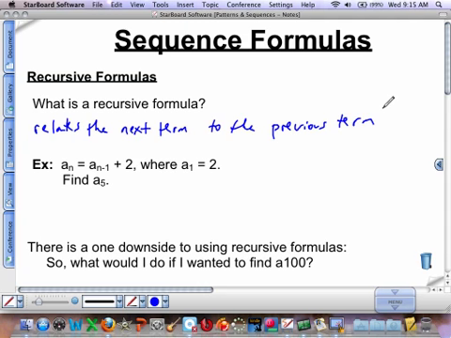And then recursive formulas always have the same setup. They start off with an equation like this: a sub n equals. So a sub n, our nth term, is equal to a sub n minus 1 plus 2. Okay, well, what does that a sub n minus 1 represent again? Previous term. Okay, and then you're always going to be given a starting point with the recursive formula, so with a sub 1 equals 2.